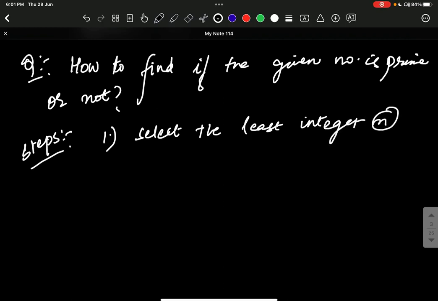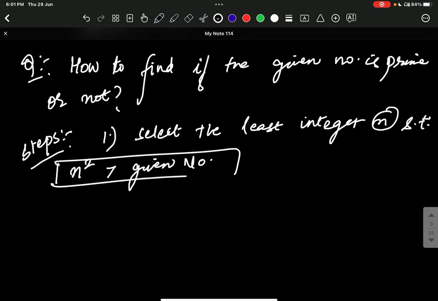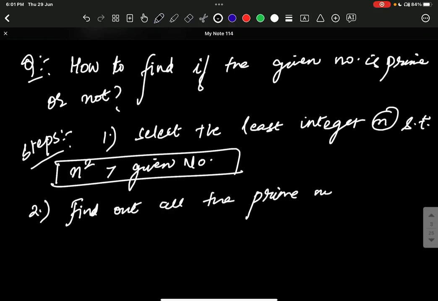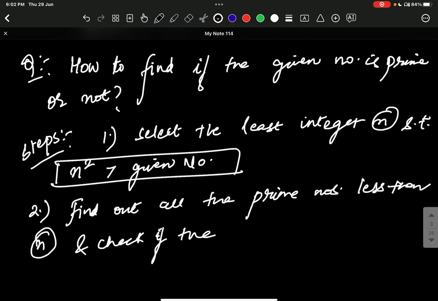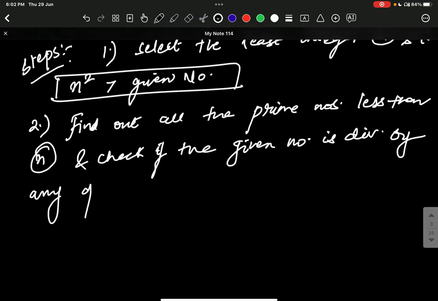You have to select the least integer n such that n square should be greater than the given number. Whatever is the given number, that n you are selecting, then you have to check that n square should be greater than the given number. Point number 2, you need to find out all the prime numbers which are less than n, and then you have to check if the given number is divisible by any of the prime numbers.